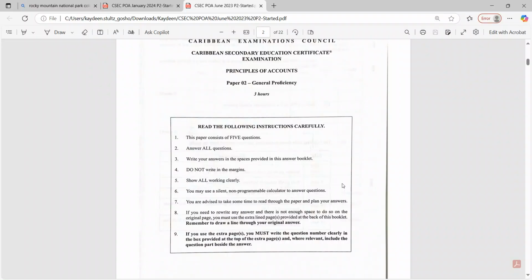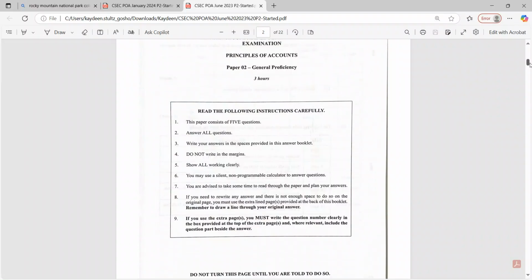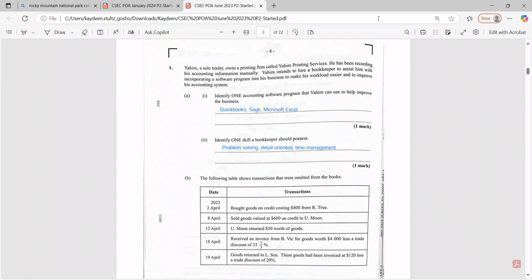Today we want to look at principles of accounts, paper 2, May or June, right? And this paper has 5 questions. The first one says Yahim, a sole trader, owns a printing firm called Yahim Printing Services. He has been recording his accounting information manually.